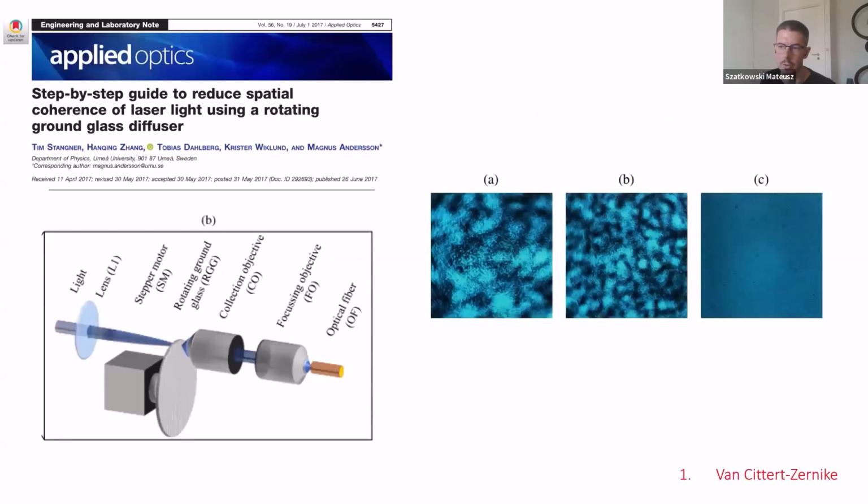The first and most obvious is to use a rotating ground glass diffuser, where the coherence can be controlled by the grit of the diffuser, and most importantly, the size of the beam at the diffuser. And this is a nice work presenting a tutorial on how to implement that experimentally. But this is not the only solution. We can think about different approaches.